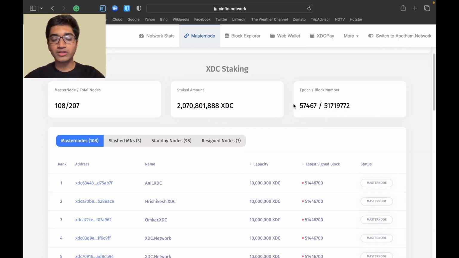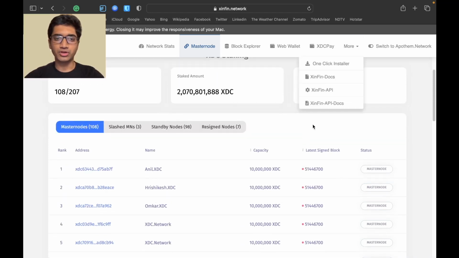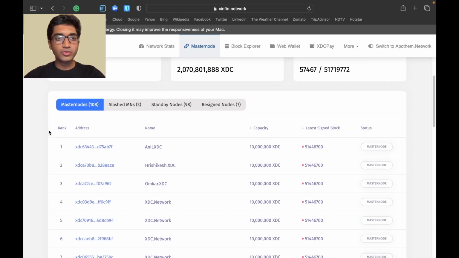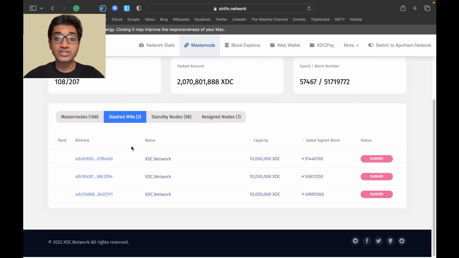We had discussed epoch in the past as well, where you can combine multiple blocks into one epoch. And I think on the XDC blockchain, 900 blocks is one epoch. So any block from 1 to 900 would have shown up as within the first epoch, and so on. And then you can also see the various nodes here. So you can see the 108 masternodes which are currently being used. You can see 3 slashed masternodes.